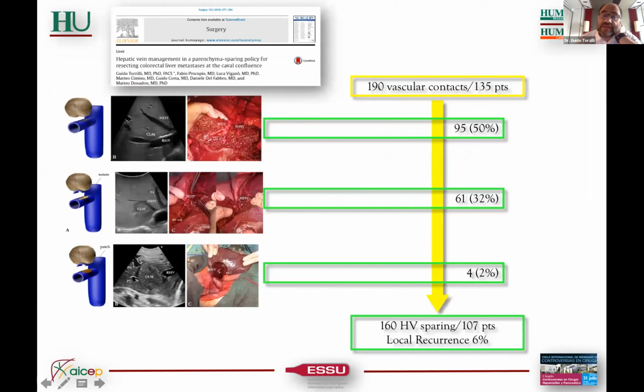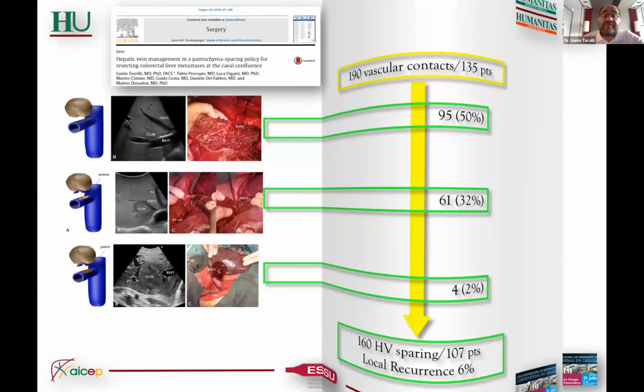You can detach the hepatic vein most of the time. Once it is not suitable, you can remove just a part of the vessel, and patching is reduced to just the vast minority. Once you detach, the risk of local recurrence in an R1 vascular fashion is just 6% in this series published in Surgery.